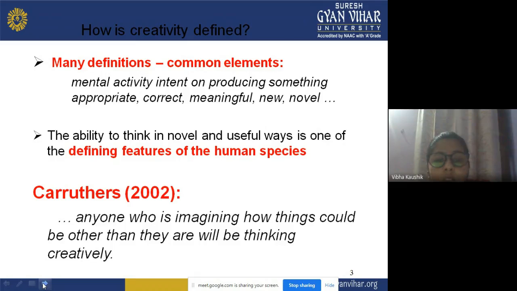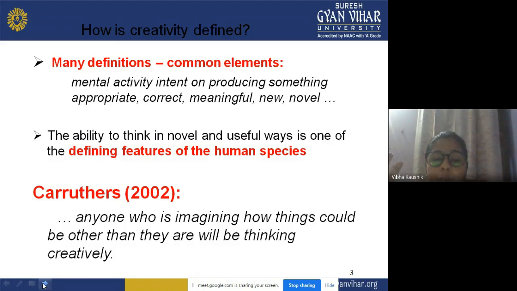The ability to think in novel and useful ways is one of the defining features of the human species. Now, what is that? New, you have to create something, and it should be new, as well as it should be useful to other individuals. Craft, 2002: anyone who is imagining how things could be other than they are is willingly creative. Imagination should be there when we are talking about creativity. Imagining how things could be other than they are is thinking creatively.